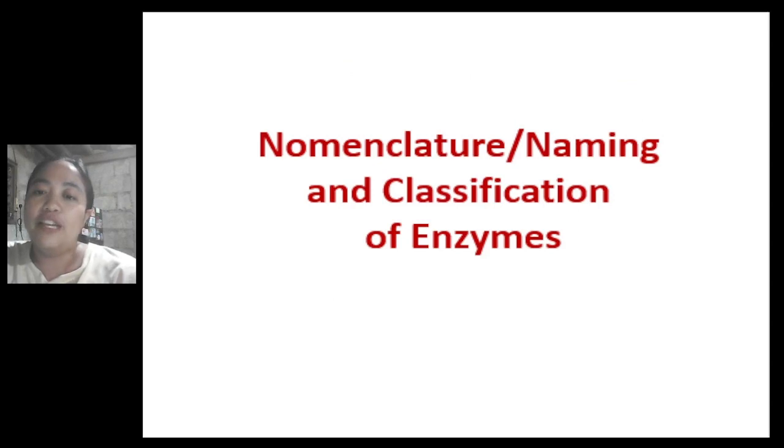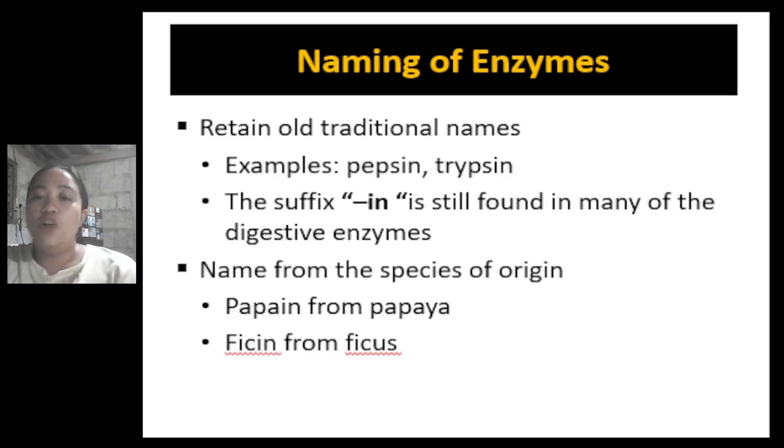Now let's go to nomenclature or naming and also classification of enzymes. For naming, we can retain old traditional names. The traditional names have the suffix "in". These are still found in many of the digestive enzymes like pepsin and trypsin. Also, they can be named from the species of origin, so where they were discovered, like papain from papaya and ficin from ficus.